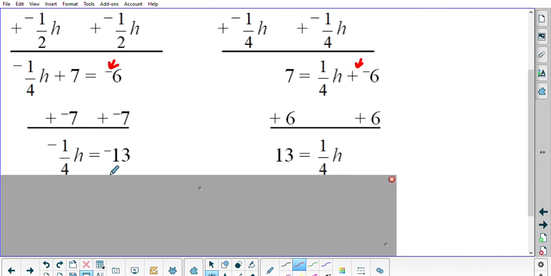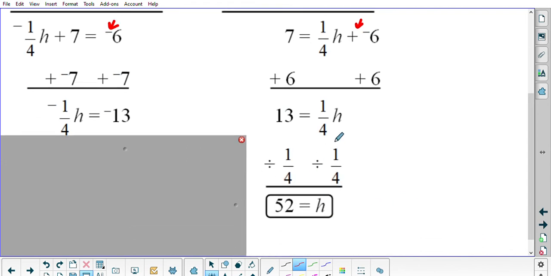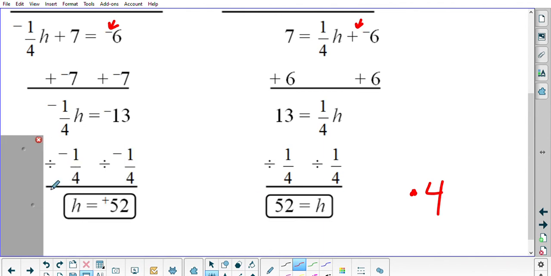You'll get negative 13 equals negative 1/4 h over here on the left, or 13 equals 1/4 h over on that side. Doing it that way, you'll divide by 1/4. I hope you know that dividing by 1/4 is the same as multiplying by the reciprocal, which is multiplying by 4. And that's why 13 divided by 1/4 is the same as 13 times 4, which gives you 52. Doing it the other way, you're going to have to divide by a negative. You have lots of negatives here, but a negative divided by a negative gives you a positive.